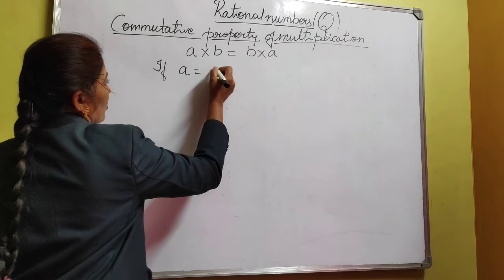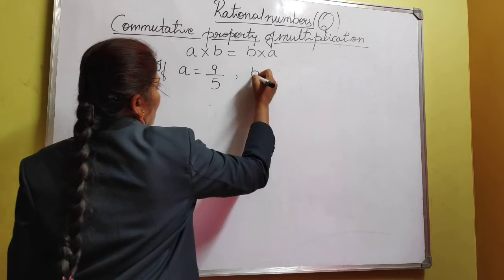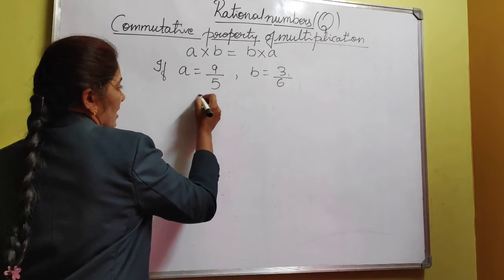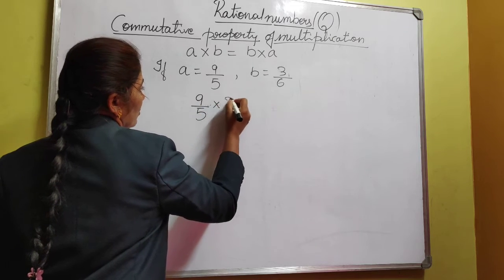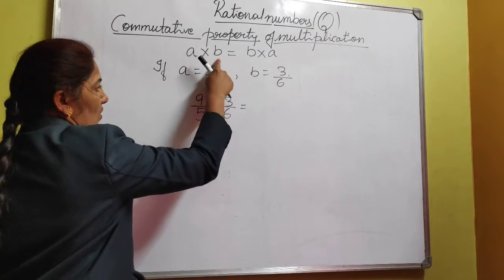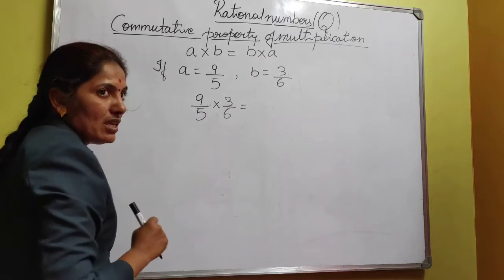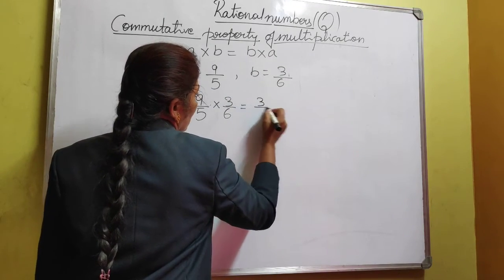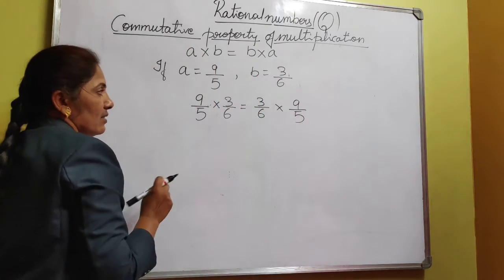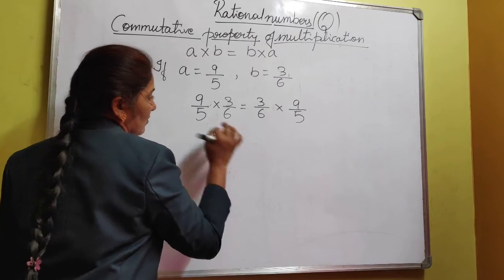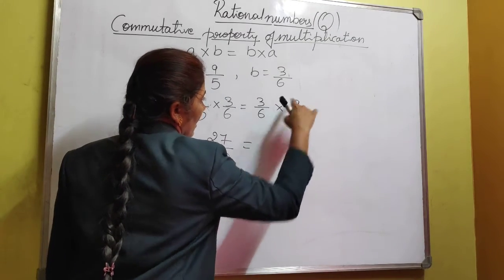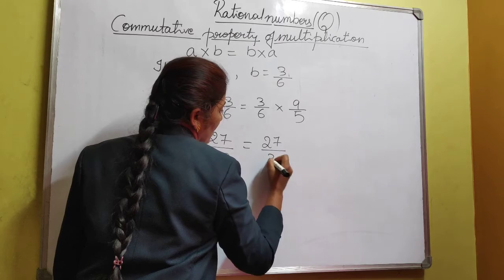If A is equal to 9 by 5 and B is equal to 3 by 6, we will interchange them. 9 by 5 into 3 by 6 is A into B. Now let me write it in the form B into A. The value of B is 3 by 6 and the value of A is 9 by 5. So 3 nines are 27, and 5 sixes are 30. Again, 3 nines are 27 and 6 fives are 30.